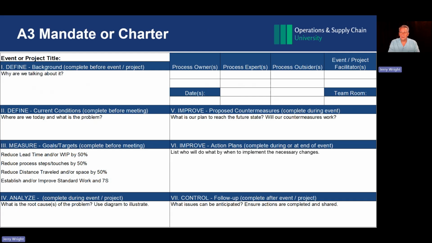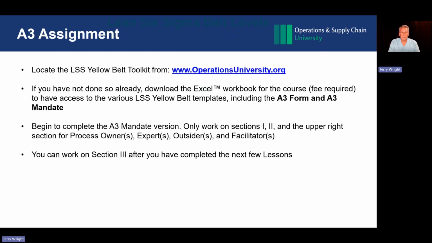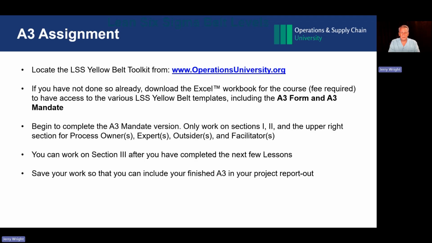Let's discuss that. We'll get to the measures later after we've gone through a few more lessons, but when you get started, you don't fill out anything except 1, 2, and 3, and you can always change them. And then you get that upper right corner completed. We don't work on analyzing or improving or controlling until we've actually started the process, okay? So you can work on section 3 after you've completed the next few lessons. You'll have more information to figure out what measures you want to work on. Now, keep in mind, once you've done this work, save it so you can include it in your finished A3 in your project report out.